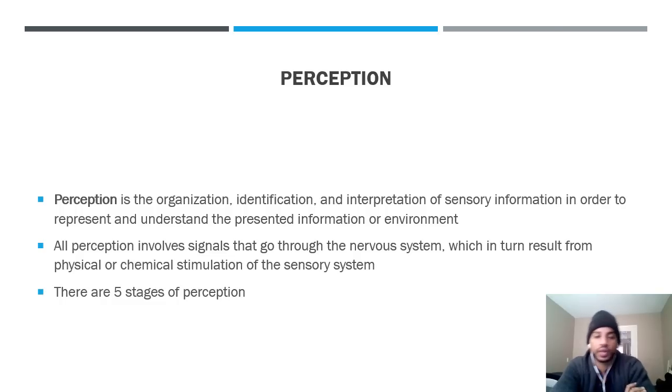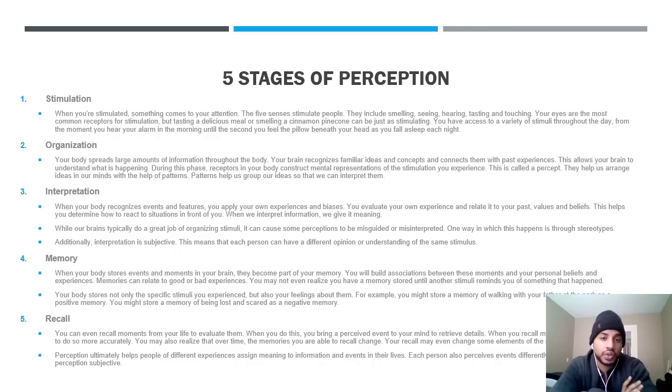Okay, so there are 5 stages of perception. The first one is stimulation, second is organization, third is interpretation, fourth is memory, fifth is recall. So, stimulation: you have to be stimulated by something. Stimulation means your mind kind of lights up a little bit. You need some sort of stimulation, so that something comes to your attention. It's when something grabs your attention.